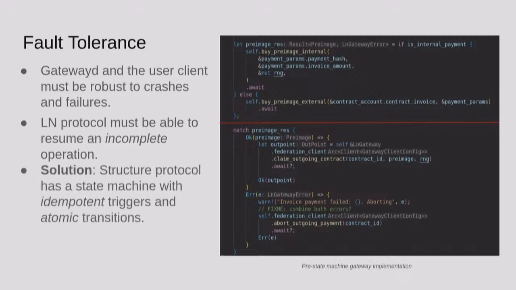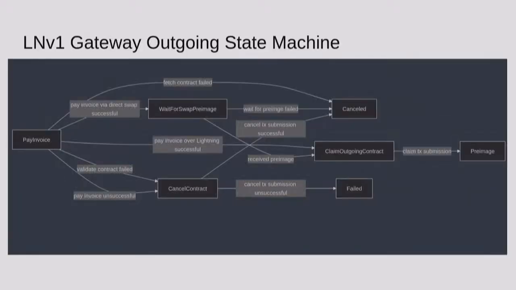So the solution, and this is throughout the entire Fedimint client, was to structure all these operations as state machines. These state machines have idempotent triggers and atomic transitions. So the triggers essentially all execute in parallel, and then the transition function that is executed needs to be atomic. As long as we can structure all these operations inside these state machines, the client is essentially guaranteed not to lose money.